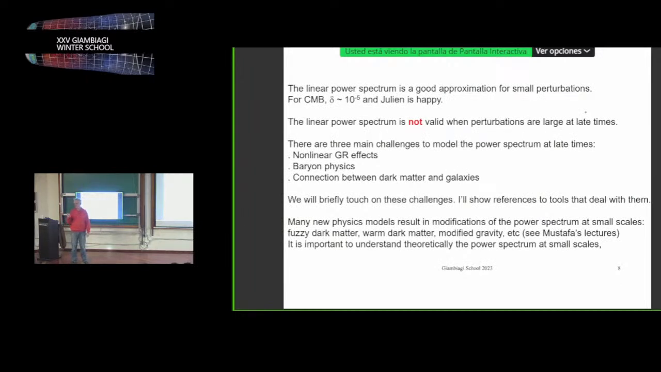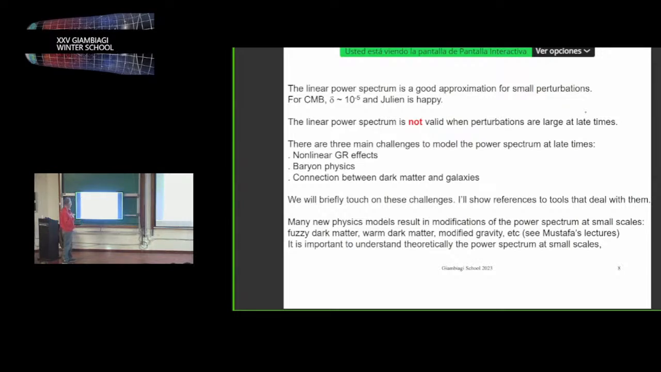So what is the relation between dark matter and galaxies? I think these questions came up before. Mustafa was telling me that you're asking these questions. It's very good that you're asking these questions, because those are very important questions, okay? So what is the connection between dark matter and galaxies? This is something we have to address, because we're observing galaxies, not dark matter.